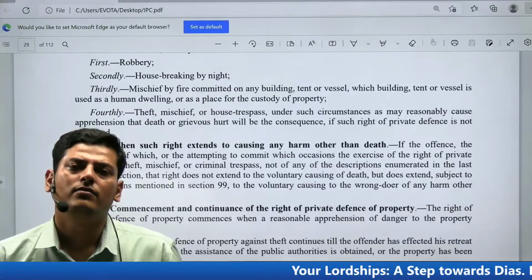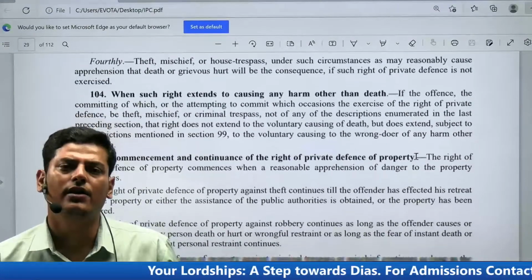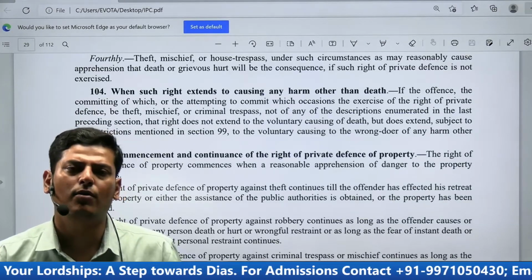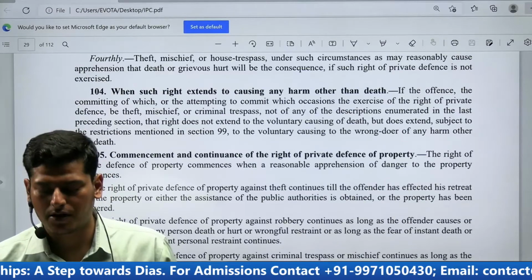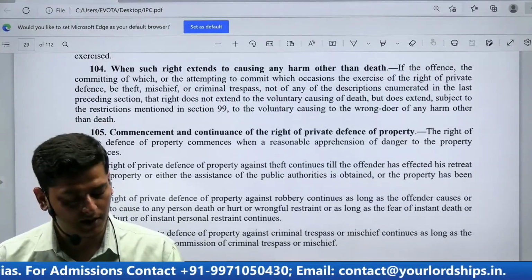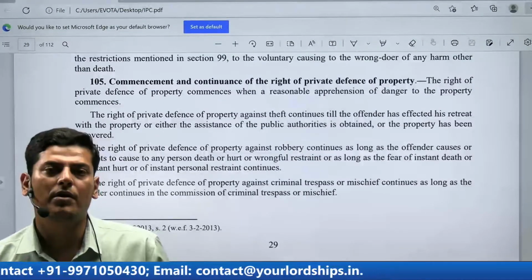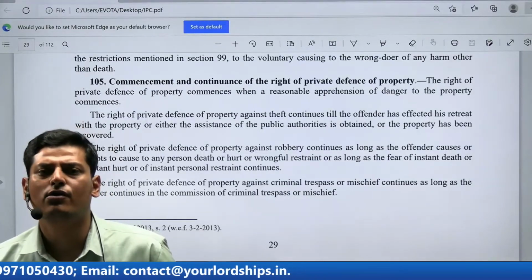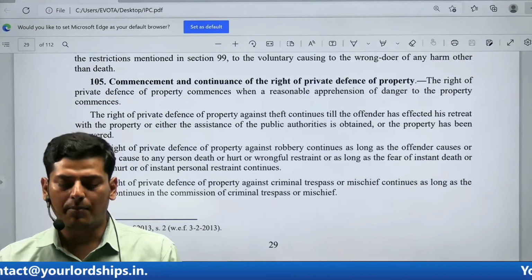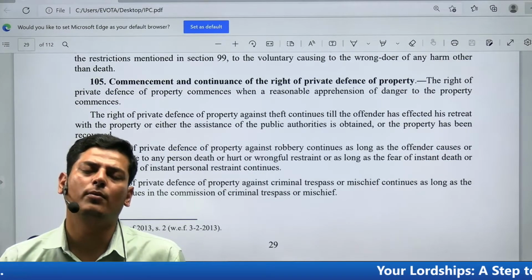Other harm, when the scenario is not covered under section 103, मतलब जनरल other offenses against property है, then it will extend to the causing of any harm other than the death. Then we come to the commencement and continuance of the right of private defense of property. इसमें थोड़ा different है. Commencement तो same होता है. Commences when a reasonable apprehension of danger to the property arises.